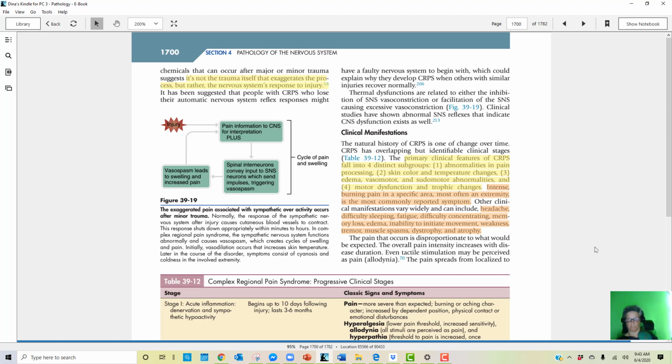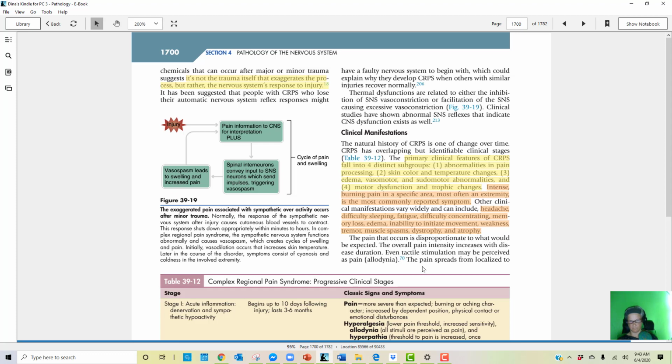Other clinical manifestations vary widely and can include headache, difficulty sleeping, fatigue, difficulty concentrating, memory loss, edema, inability to initiate movement, weakness, tremor, muscle spasms, dystrophy, and atrophy. The pain that occurs is disproportionate to what would be expected. The overall pain intensity increases with disease duration. Even tactile stimulation may be perceived as pain.